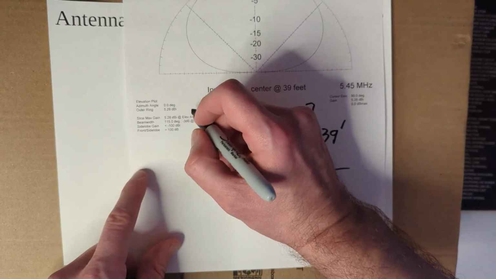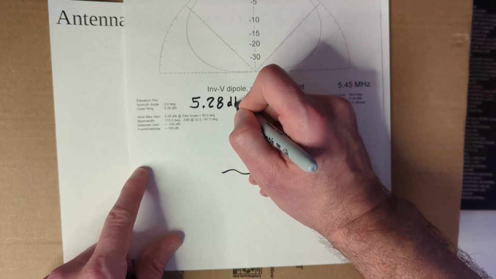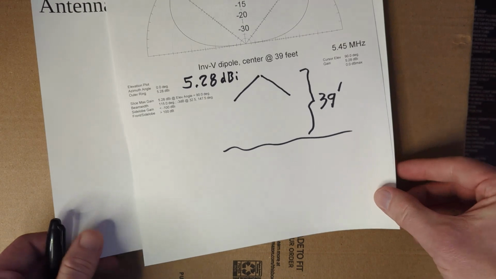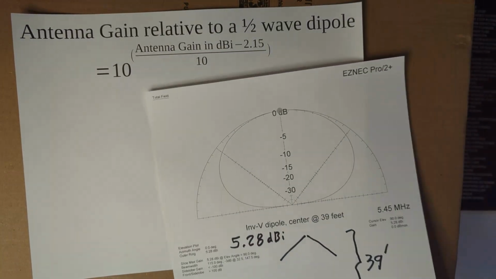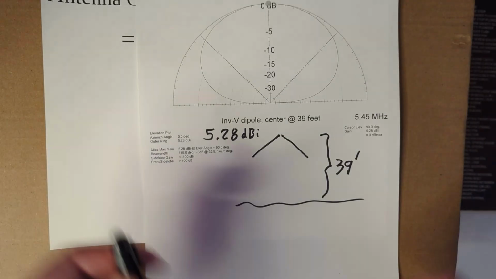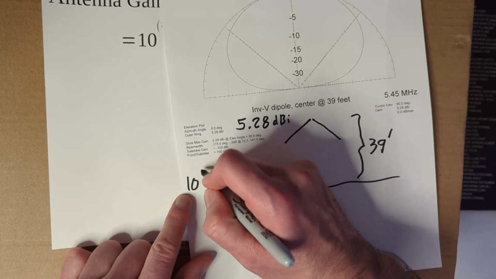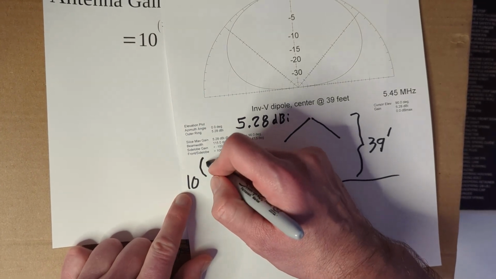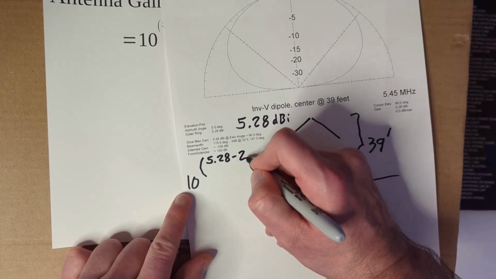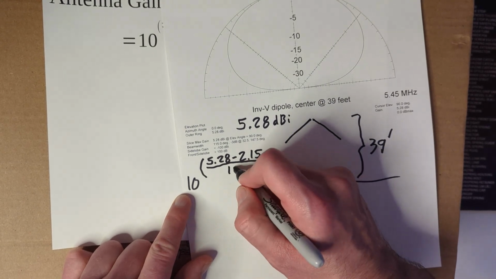So this is a pretty good antenna. You can see we get 5.28 decibels isotropic of gain, which is pretty nice. So let's run this calculation for this inverted-vee dipole up 39 feet. So anyway, 10 to the 5.28 minus 2.15. So we're converting it from decibels isotropic to decibels dipole.